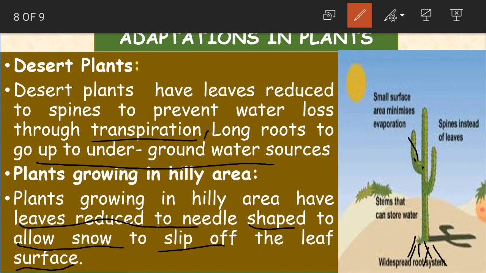So whatever you put there, it is going to fall down. In the same way, whatever snow they get in the cold climatic conditions in the hilly areas, the snow is going to slip off from the leaf surface. Okay, so this is how plants make themselves adapted to the climatic conditions of their places. Okay children, so this is what we have learnt about plants today.